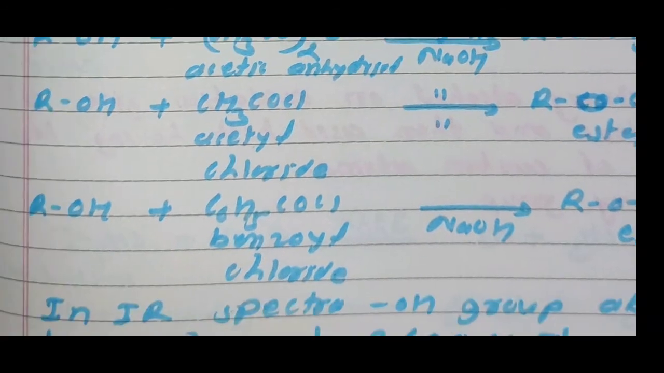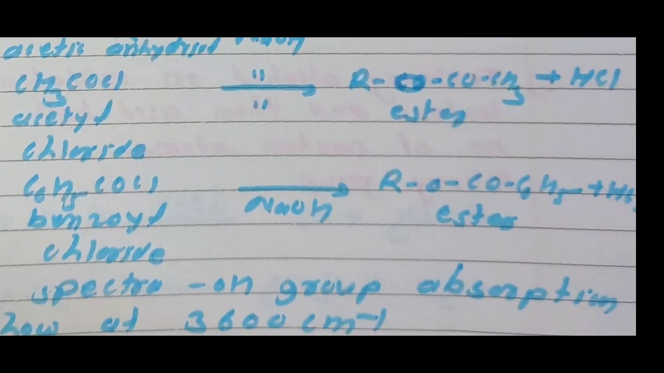Similarly, ROH reacts with C6H5COCl. C6H5 means benzene, benzoyl. Therefore, COCl is attached to this benzene ring. Then formation of a benzoyl chloride. When ROH reacts with the benzoyl chloride, in presence of alkali, formation of ROCOC6H5, that is formation of an aromatic ester.